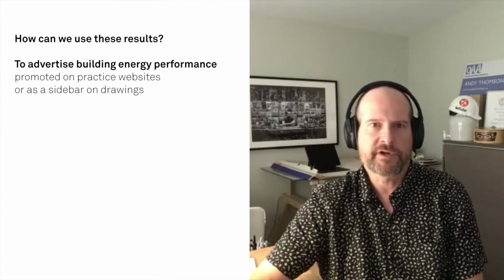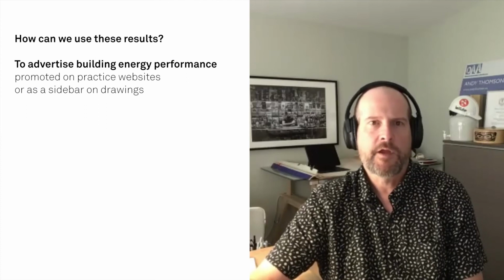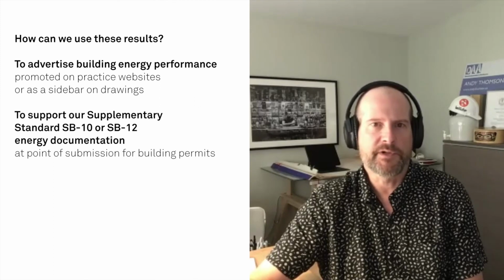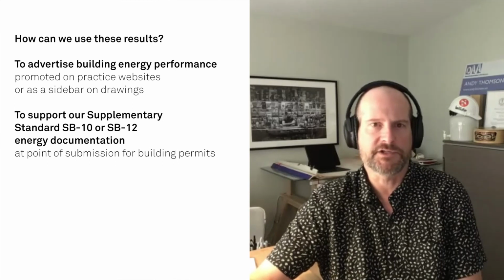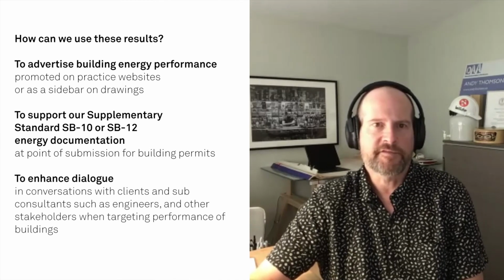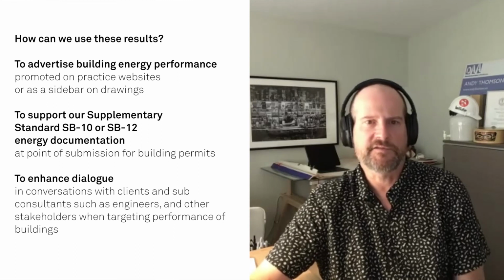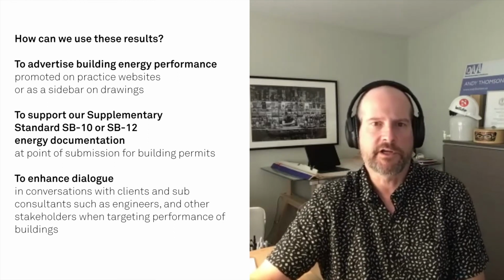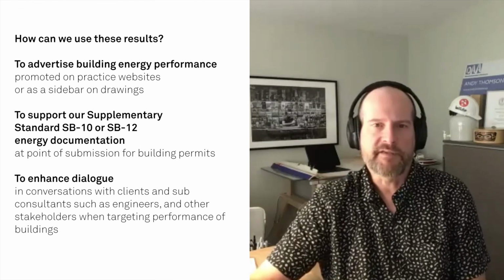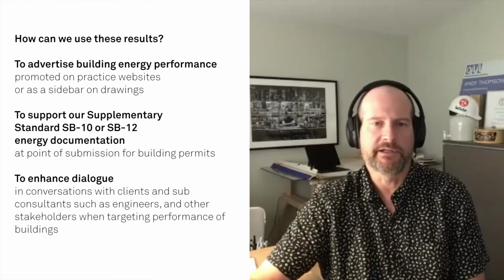This TEUI calculator is a free voluntary tool that helps us all understand the performance of our buildings using real data from energy bills and gross area. We can use the results to advertise our building's energy performance on our websites, or even as a sidebar on our drawings. And we can use it at the point of submission for building permits to further support our SB10 or SB12 energy documentation. We can also use it in conversations with clients and sub-consultants such as engineers and other stakeholders when targeting performance of buildings we are designing, based on data derived from buildings that we've completed.